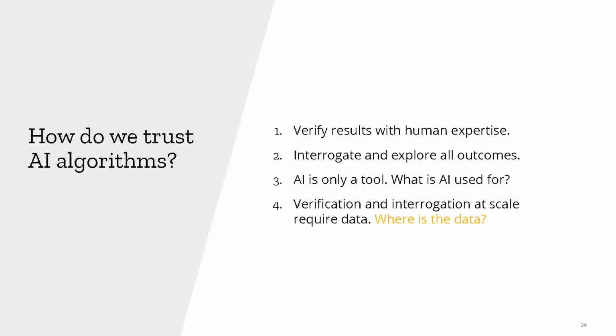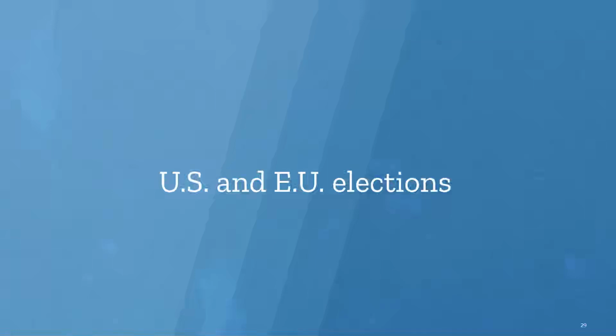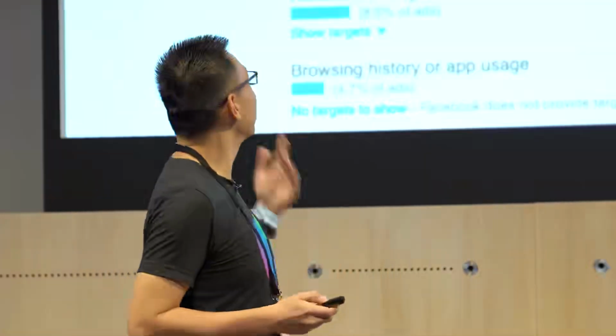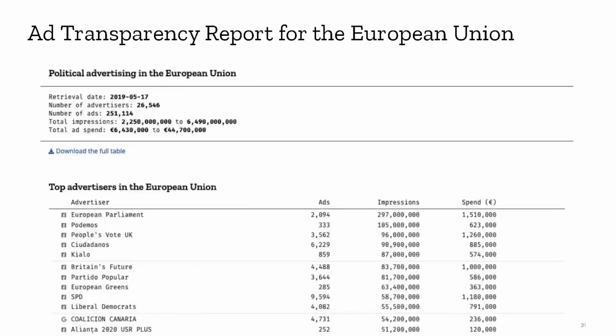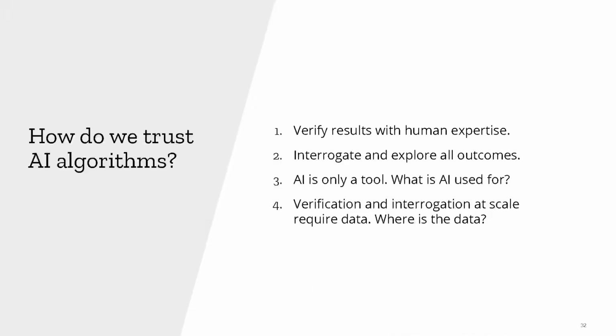Which brings me to the last point, some of the recent work that we're doing with the US and EU elections and Mozilla. For the past year or so, I've been trying to build tools to help our users, and web users in general, better understand how they're being targeted during the US midterm elections and the EU elections earlier this year. Some of these tools include the ad analysis for Facebook and the ad transparency report for the European Union. But for both of these projects, we could not deliver the entire product because we do not have the data.